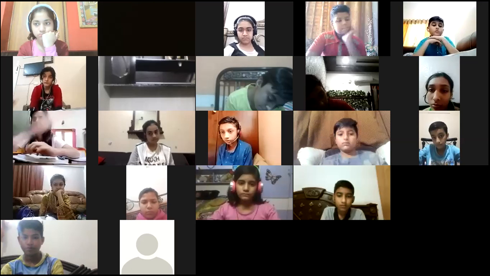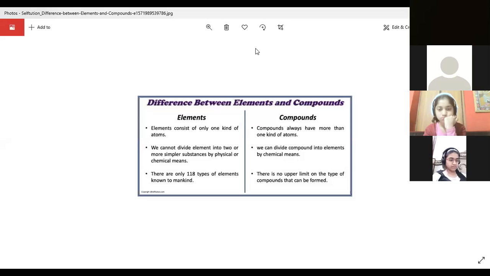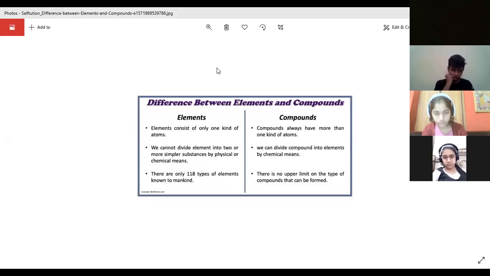Now, the difference between element and compound. I know that most of the people will be confused over here about what the basic difference between them is. So the difference between an element and a compound is, for example, an element consists of only one kind of atom, all right? एक ही चीज होती है उसके अंदर, whereas a compound always has more than one kind of atom. All right, when we talk about atoms in elements, there is only one kind, ठीक है? But in a compound there is more than one.